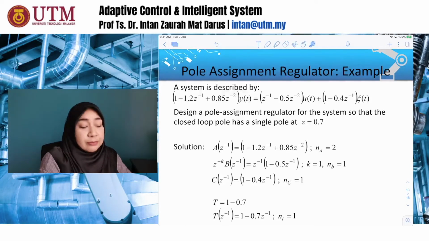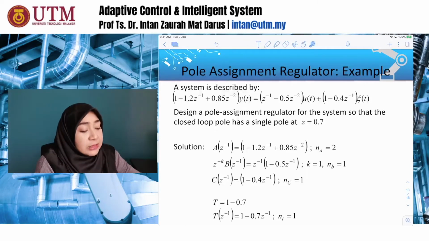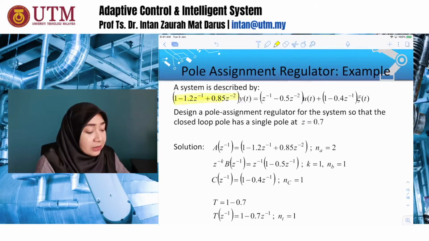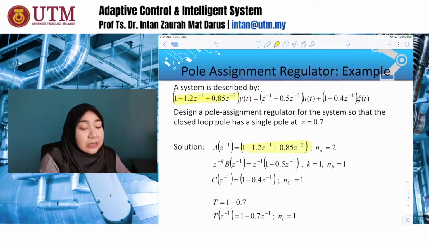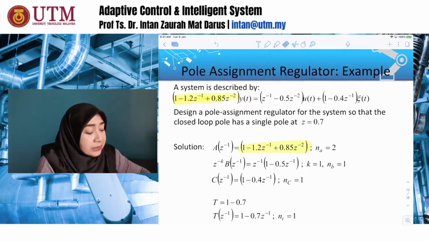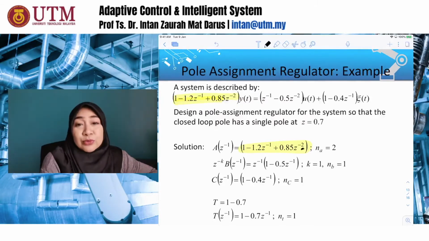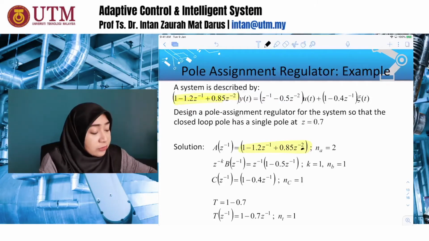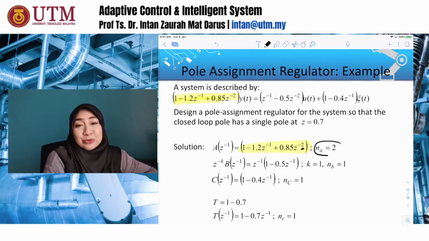So you are designing one single closed loop pole for the system, to ensure that the system is always stable. Okay, so from this equation, we know already that this is your A, so that's what I have here. Your A is equivalent to this. From there you can straight away know that the model order of this is up to z minus 2. Therefore, the model order for A is NA equals 2.